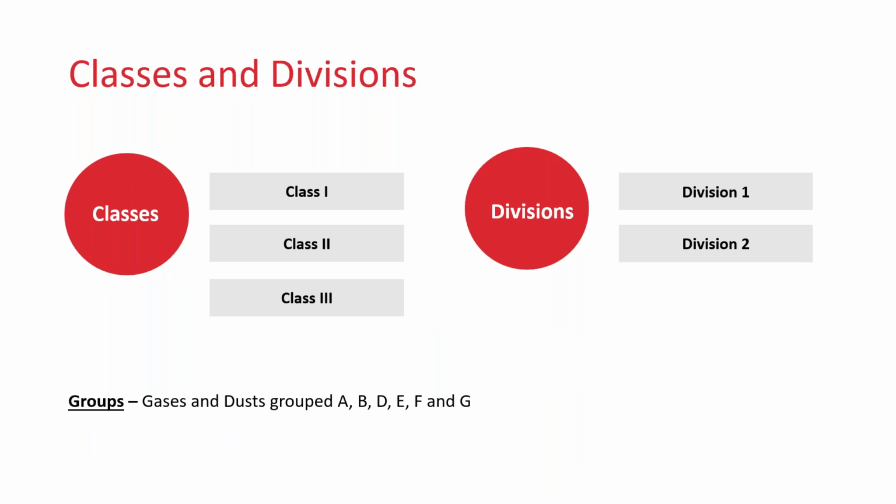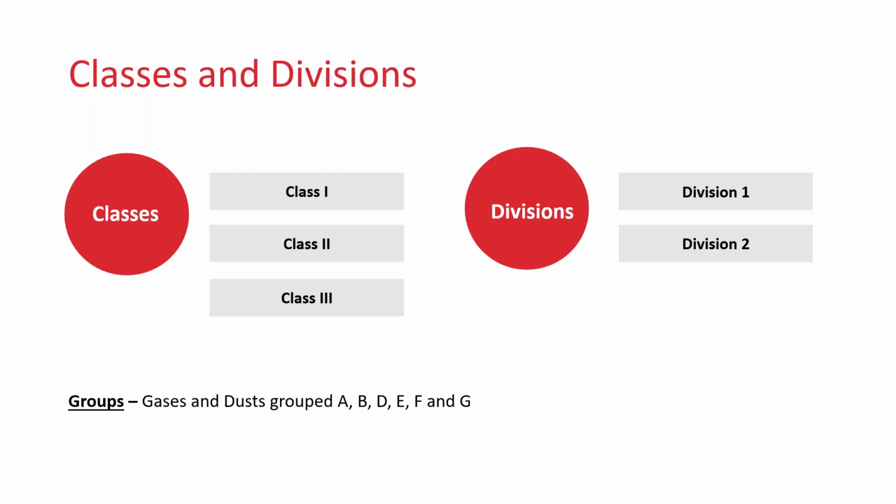This is then subdivided into Division 1 and Division 2. The division defines the probability of the hazardous material being able to produce an explosive or ignitable mixture based upon its presence. So Division 1 indicates that the hazardous material has a high probability of producing an explosive mixture due to it being present or from the equipment itself under normal operating conditions. And Division 2 indicates that the hazardous material has a low probability of producing an explosive or ignitable mixture and is present only during abnormal conditions for a short period of time.